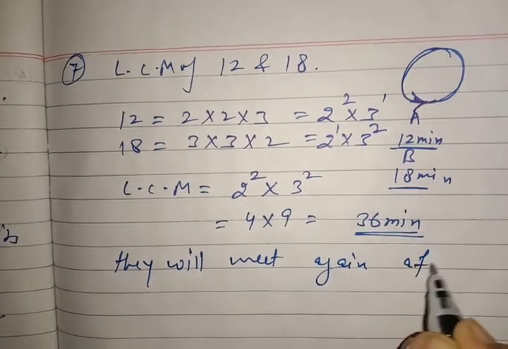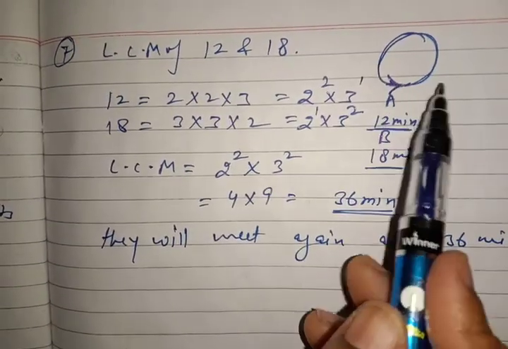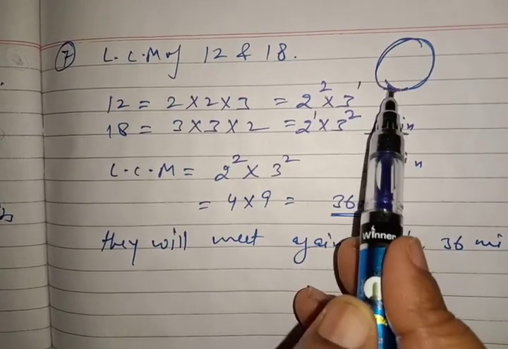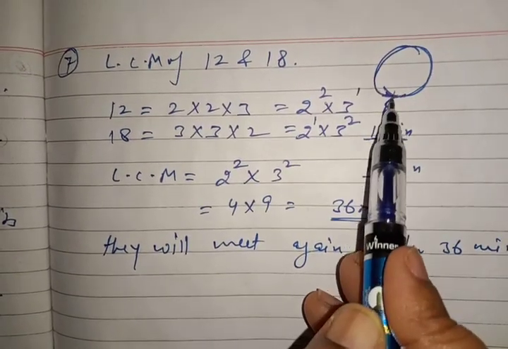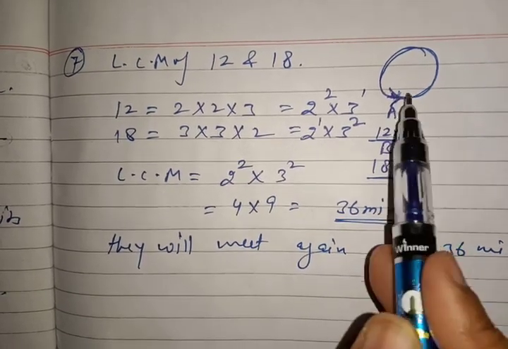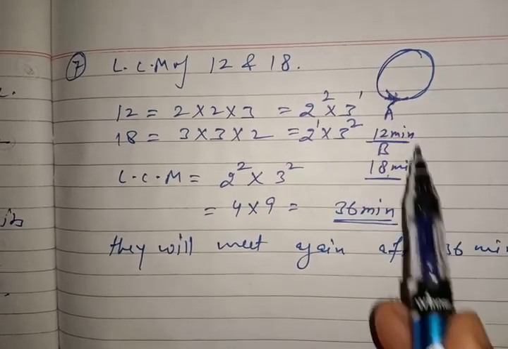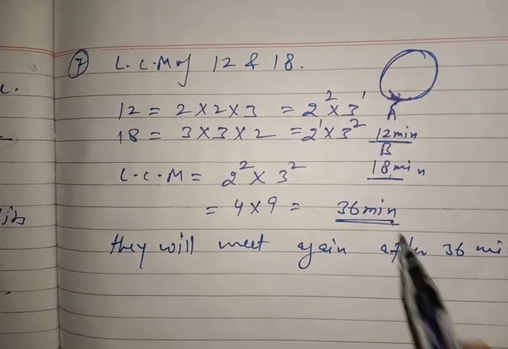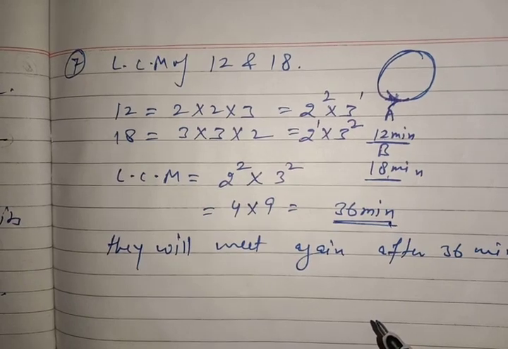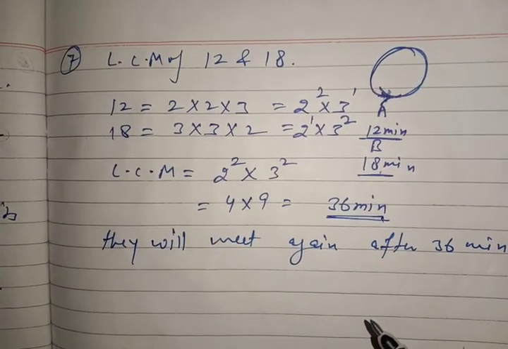after 36 minutes. You can see A will take 3 rounds: 12 ones are 12, 12 twos are 24, and 12 threes are 36, and he will come back to this point, and B will take 2 rounds: 18 ones are 18 and 18 twos are 36, and then they will meet after 36 minutes. So the exercise is done. Now I am giving you some extra questions. Do that also.